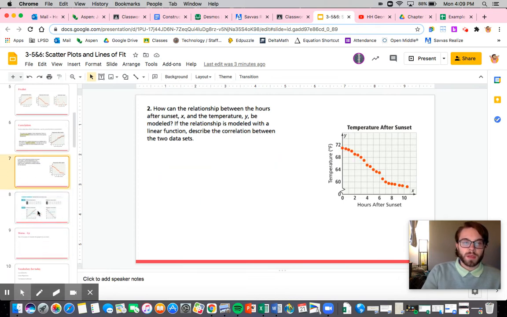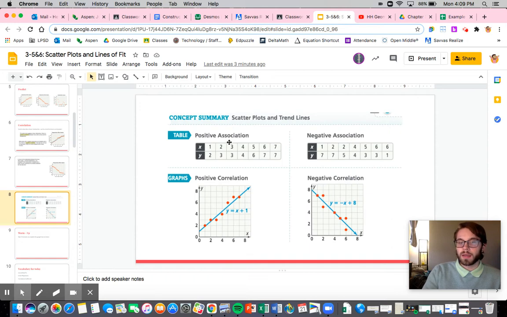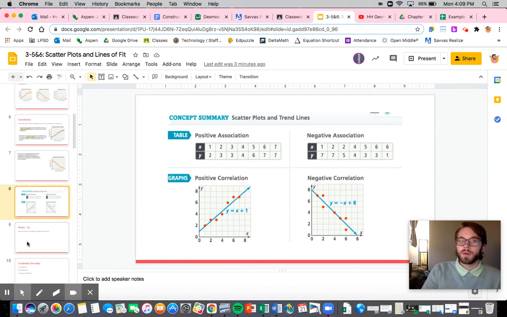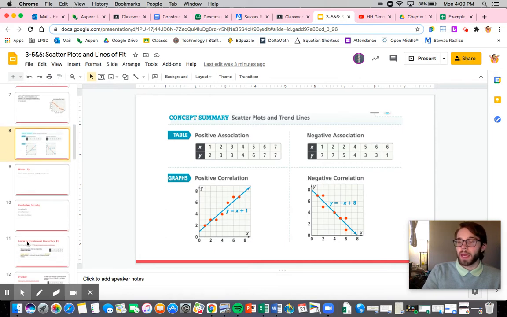All right. So to recap here, with a positive association, as x is increasing, y is generally increasing. And with a negative association, as x is increasing, your y is generally decreasing. Your positive correlation, if I drew a line through it, has a positive slope. If I drew a line through my data on a negative correlation, it would have a negative slope. All right. So from there, what can we actually do?